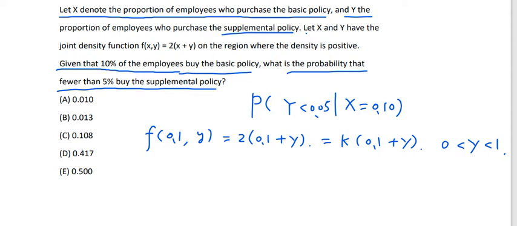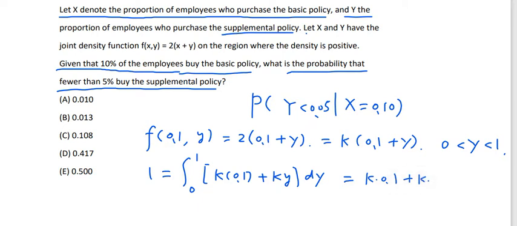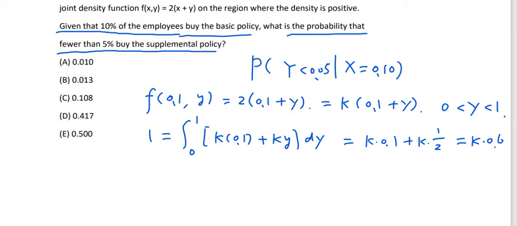Okay, so what is k? We can find k: 1 equals the integral of k times 0.1 plus k y, dy. Integrating, the first term is just k times 0.1. The second term, k y integrated, gives half, 0.5 k. So this equals k times 0.6, and we can find that k is 1 over 0.6, right?